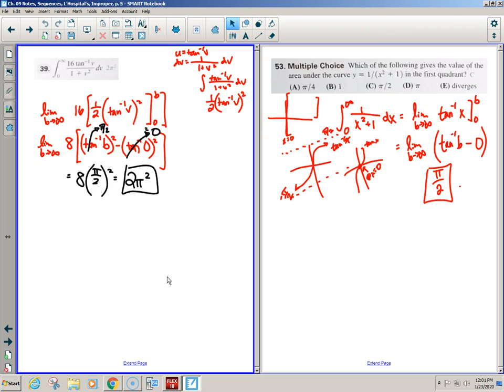For 39, you wanted to make your u the tangent inverse of v. Then I had to do my u sub, which matched up perfectly, which was awesome because this was really just an integral of 16u. All of this is just an integral of 16u. So I ignored the 16. I had him out here. I just integrated this guy, which is u du ultimately when you do a u sub.